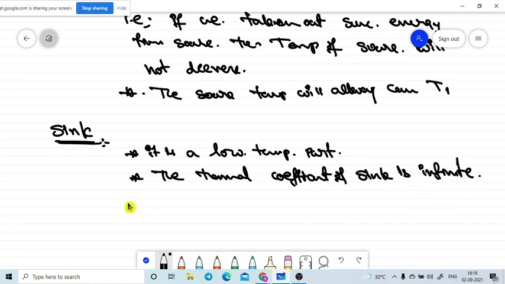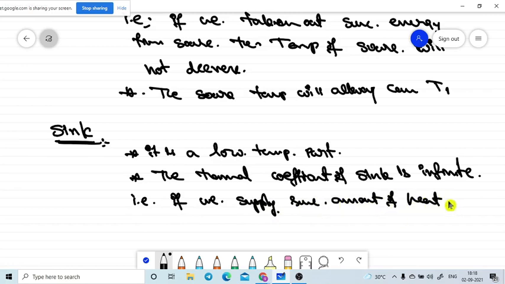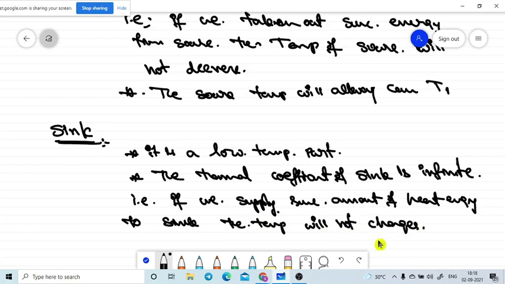That is, if we supply some amount of heat energy to the sink, the temperature will not rise. The temperature will not change. That is very, very important.